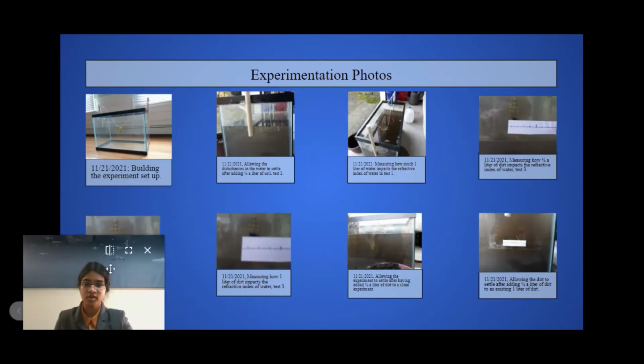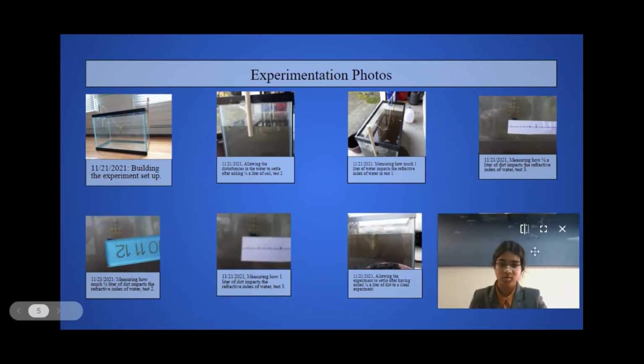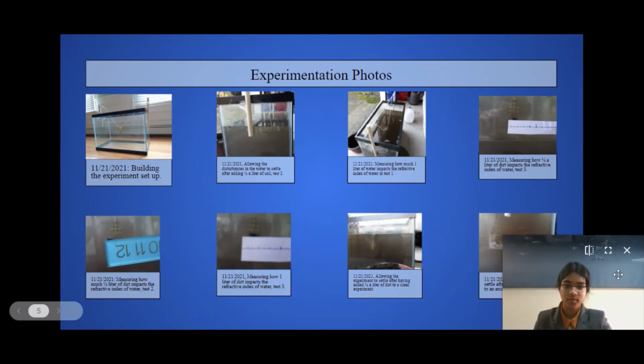On this slide, one can see the different moments in the experiment as I took photos of them. Over here, this is how the setup would have looked in reality, and one can see the different stages and different takes of the experiment as shown on the screen.